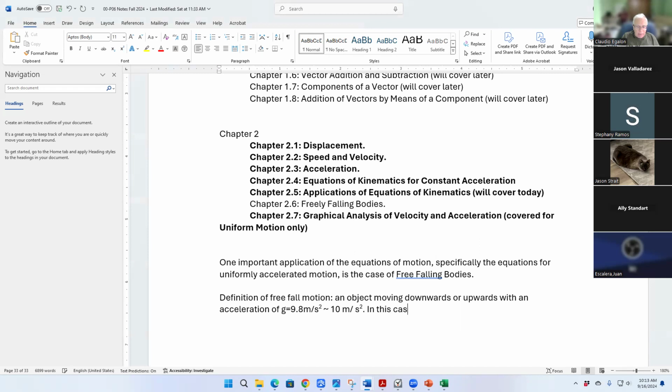In this case, the acceleration points downwards. With the vector acceleration pointing downwards, okay?